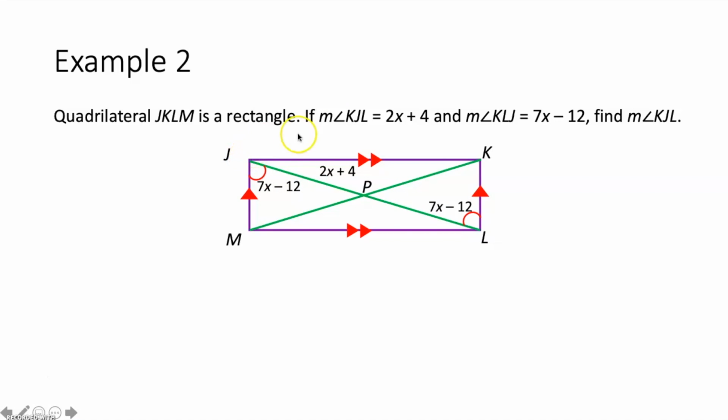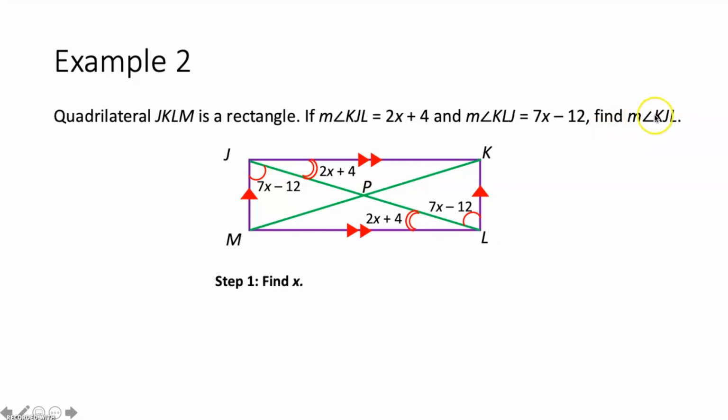So if this right here is 7x minus 12, then this over here also has to be 7x minus 12. Similarly, if segment JK or KJ is parallel to segment ML or LM, then we know that these two angles right here, if we're looking at segment LJ or JL again as our transversal, angle KJL and angle MLJ, also have to be congruent to each other. So if this one up here is 2x plus 4, then this one down here also has to be 2x plus 4. So, based on this information, I need to set up an equation to find x.